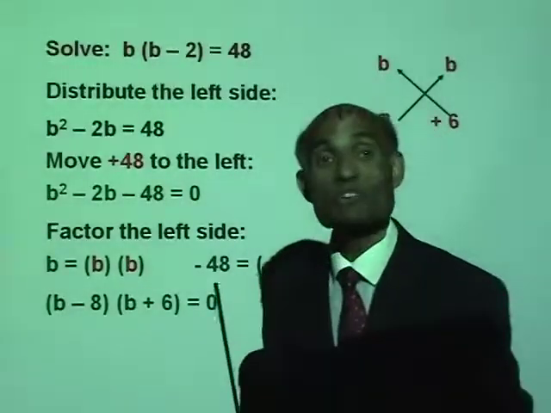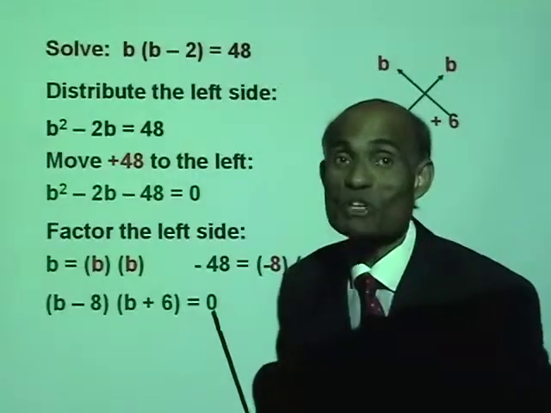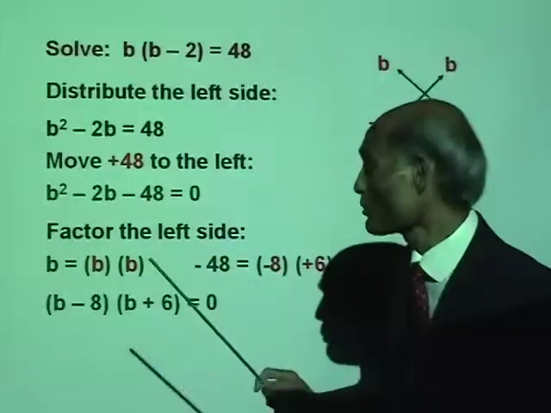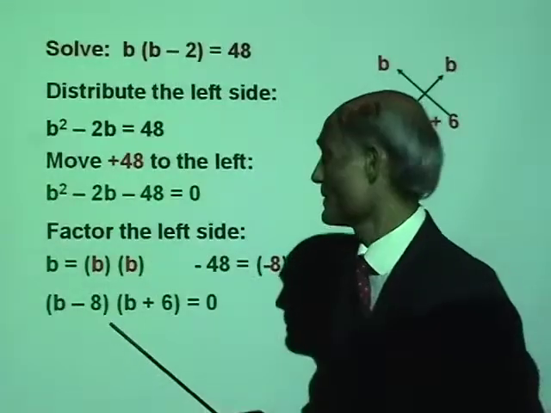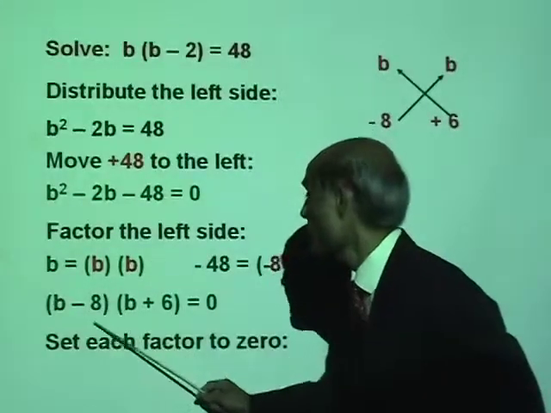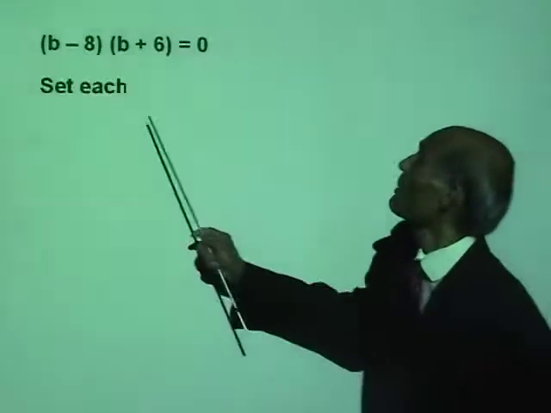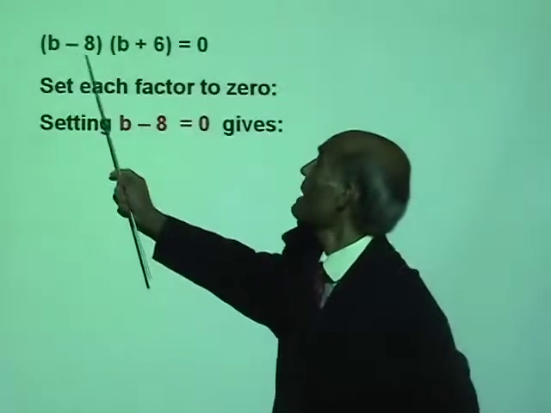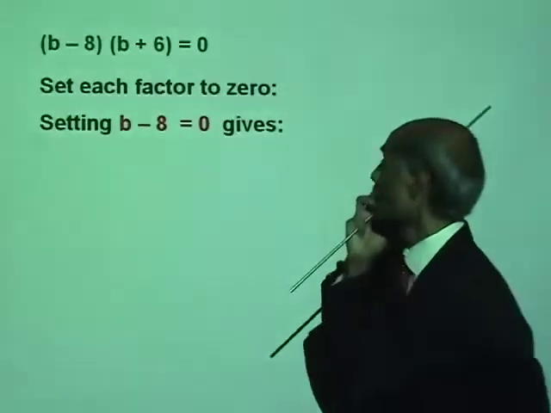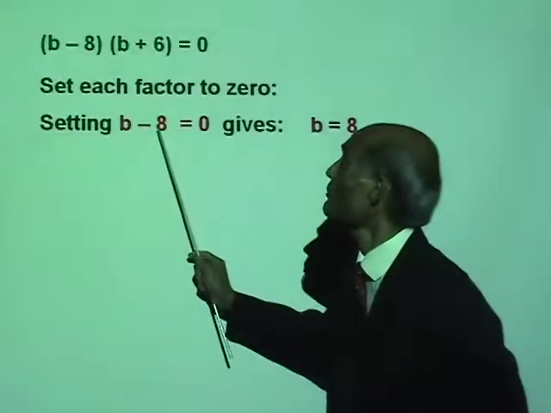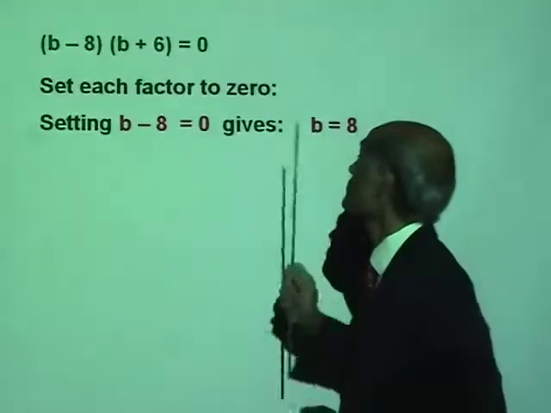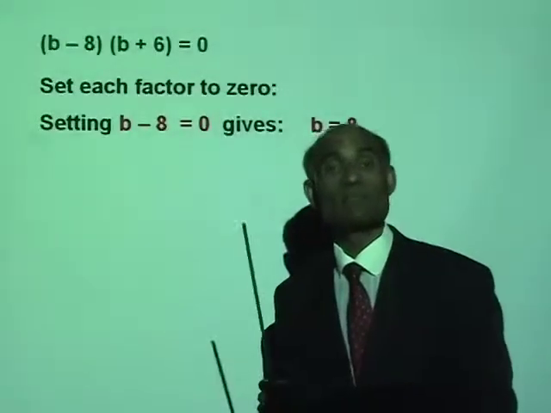We have now done 3 steps. What is the fourth step? The fourth step is set each factor to 0. Alright, let's set B minus 8 equal to 0. What does it give you as the value of B? B minus 8 equal to 0 gives you B equal to 8.